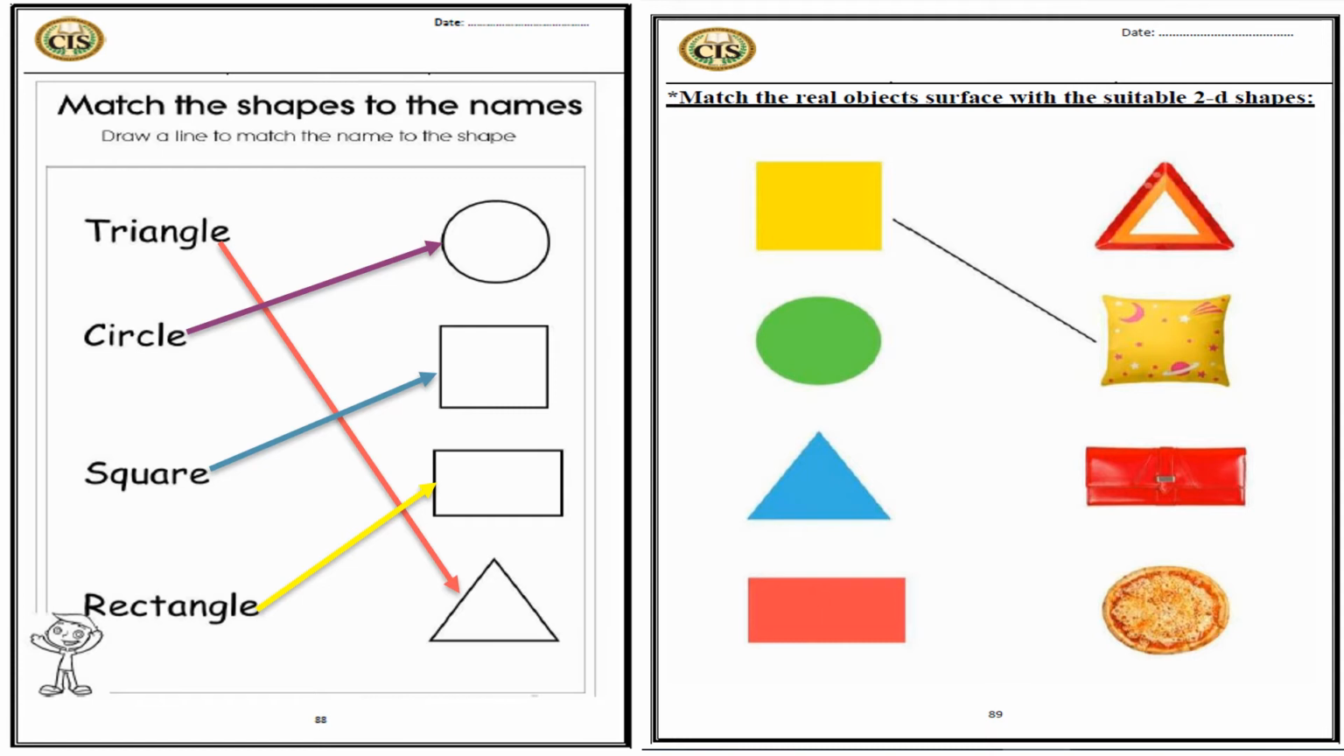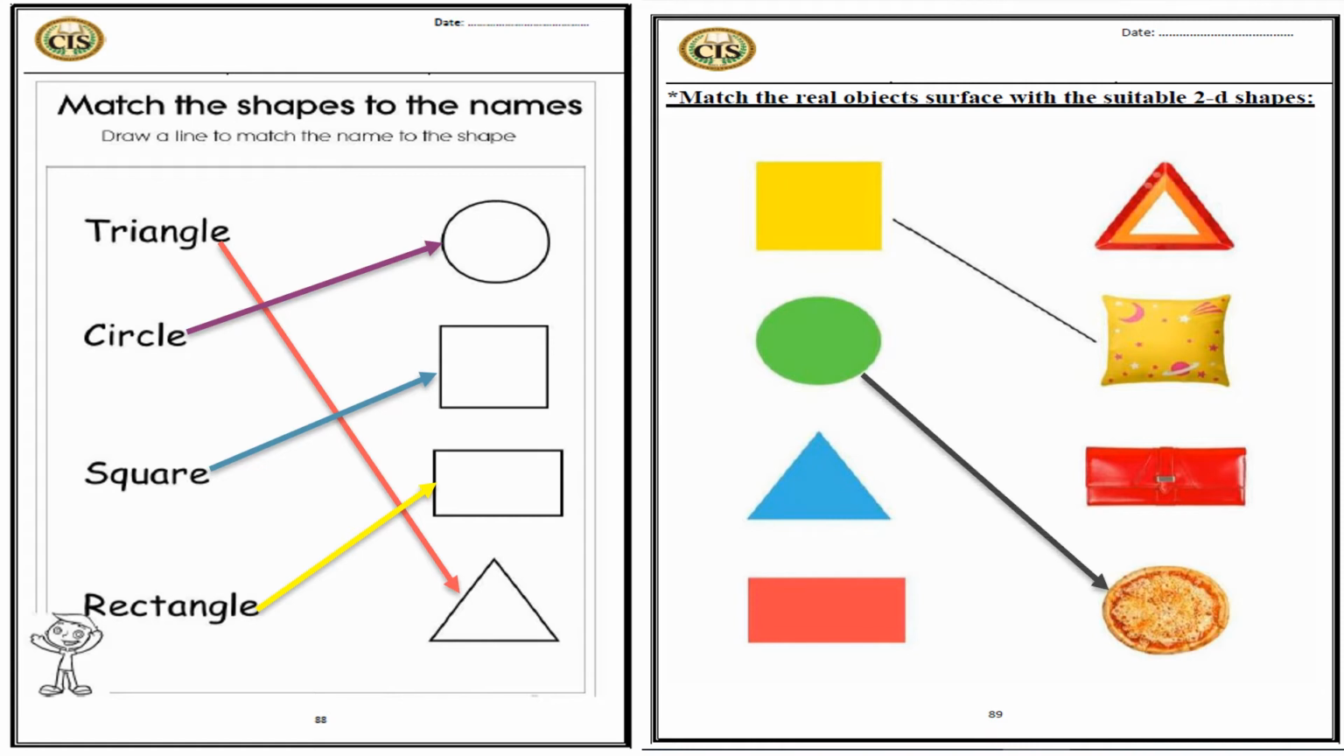Now, let's match the real object surface with the suitable 2D shapes. We have a yellow square, so we will match it with the yellow balloon. Now, we have a green circle. Which one of these shapes is like the green circle? Very good, it's a pizza.